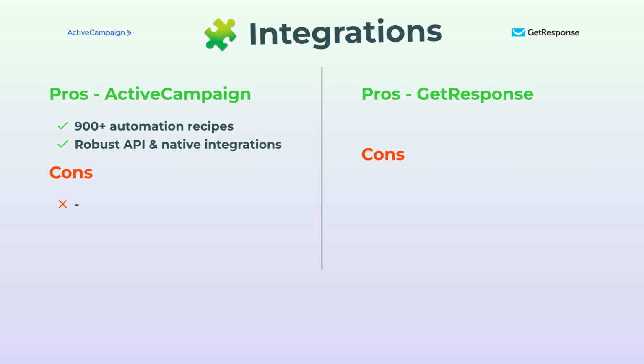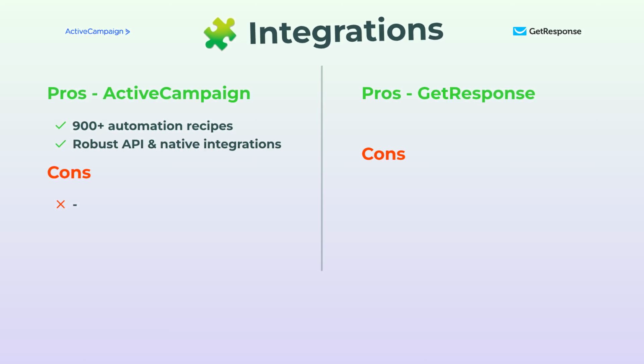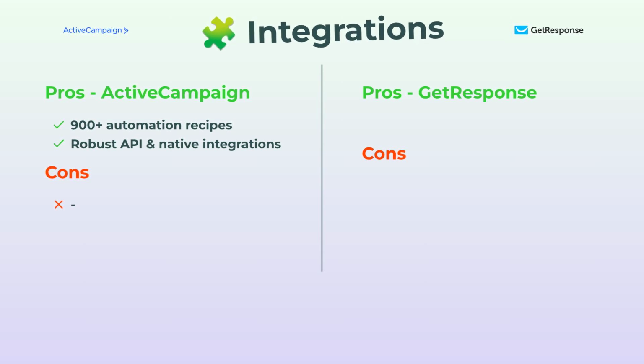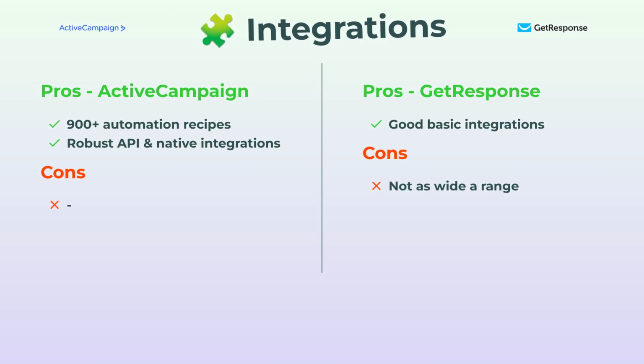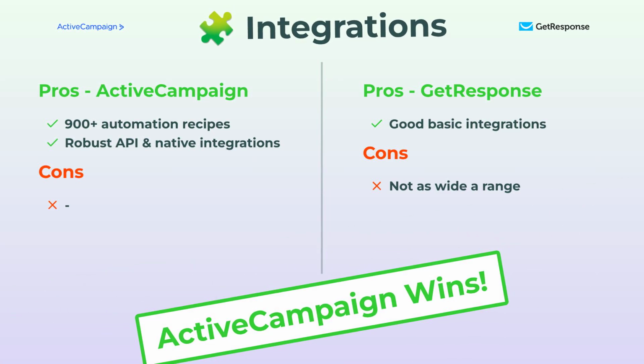All right, next up, integrations. Now, if you like connecting everything under the sun, here's where it gets interesting. ActiveCampaign throws down with more than 900 automation recipes and a beefy API, plus tons of native integrations. It's wild. GetResponse covers most basics pretty well, so you're not left hanging, but they can't match the sheer variety. So, for versatility, ActiveCampaign takes it.